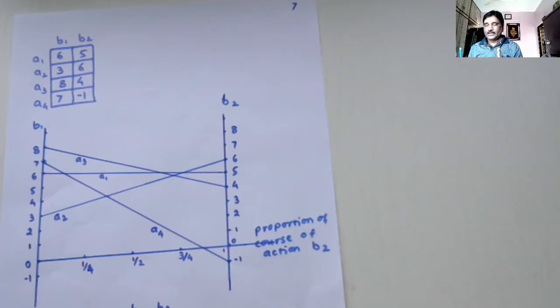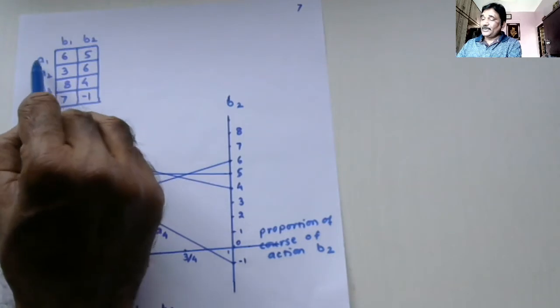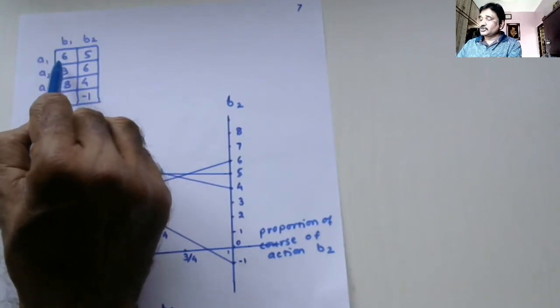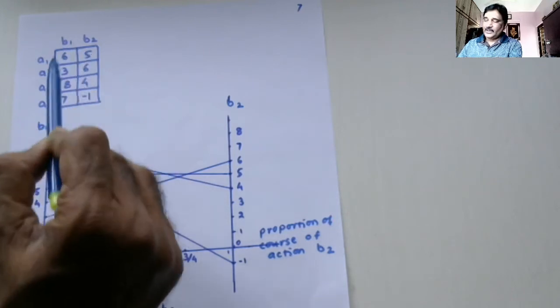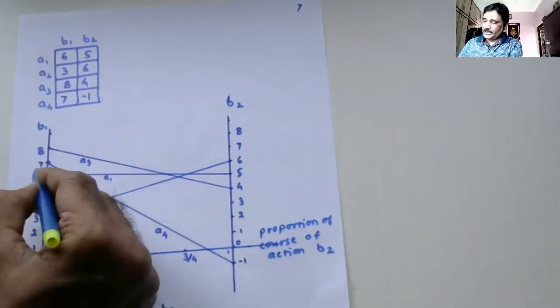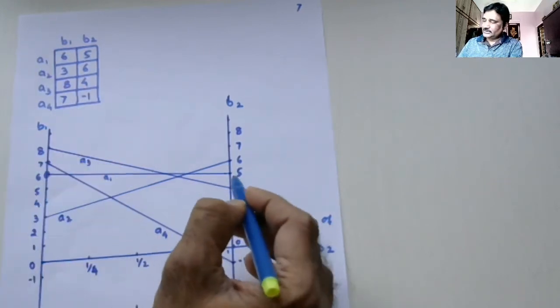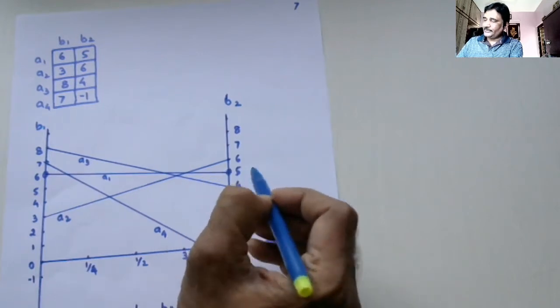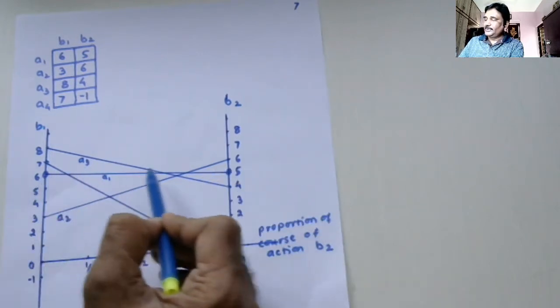All right, and horizontal will be indicating the proportion of course of action, here in this case B2. Now, if player A plays A1, then the loss to player B changes from 6 to 5. On this line, you will be marking 6, and on this line, you will be marking 5.